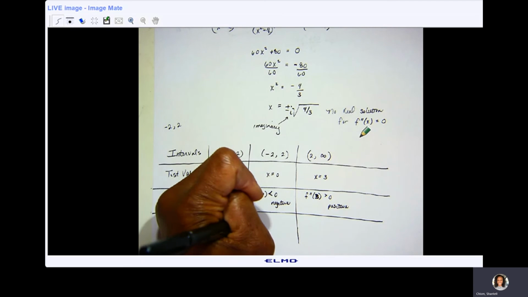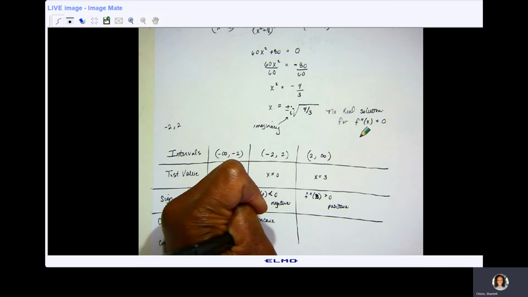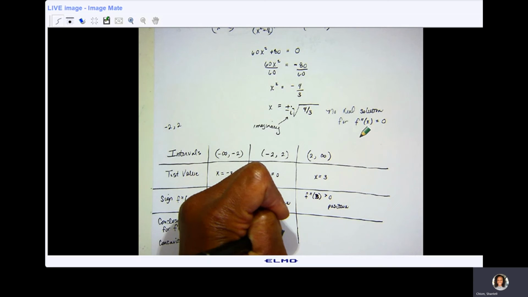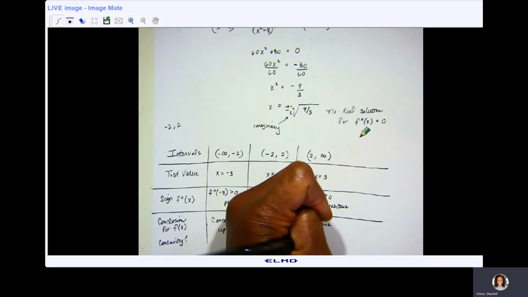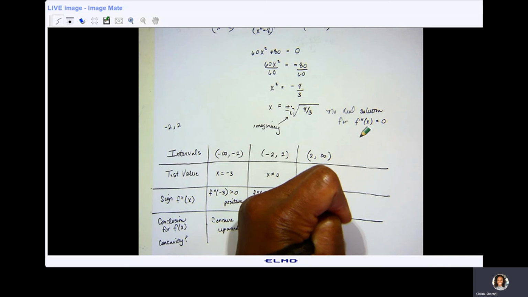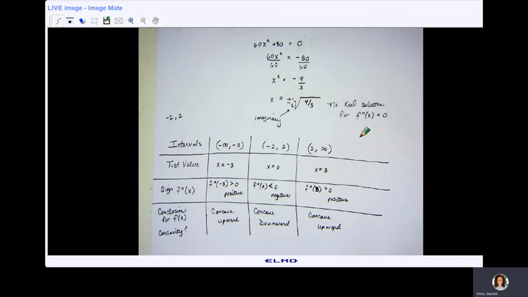It's negative here, so that makes the original function concave down. And then it's positive here, so it's concave up again. Okay? And that is the problem.